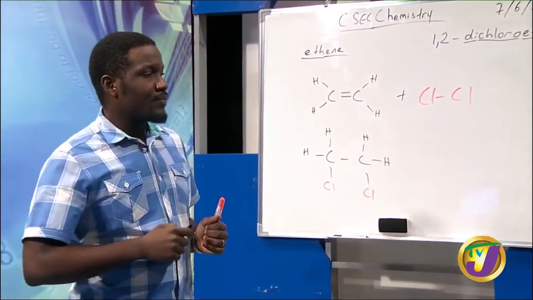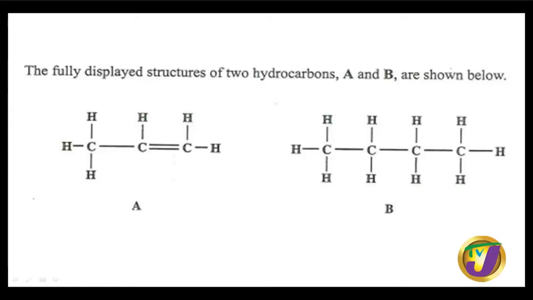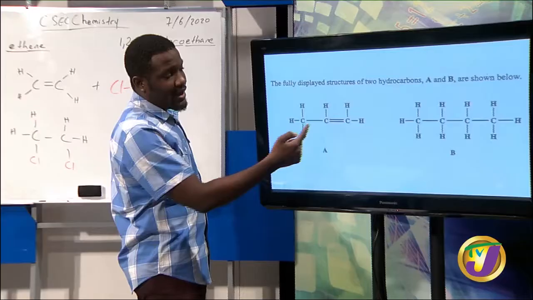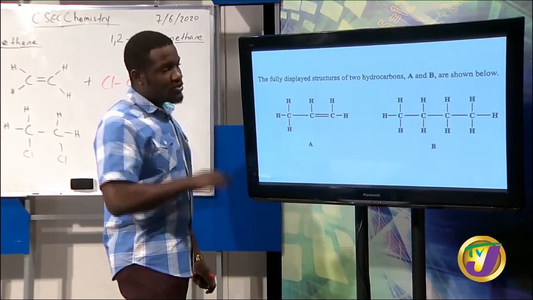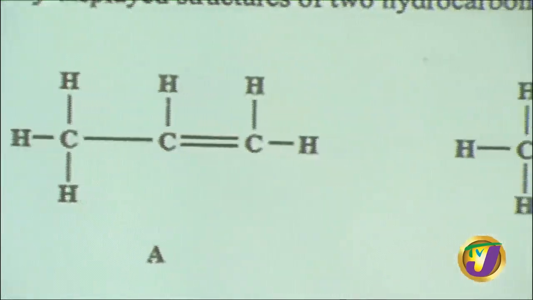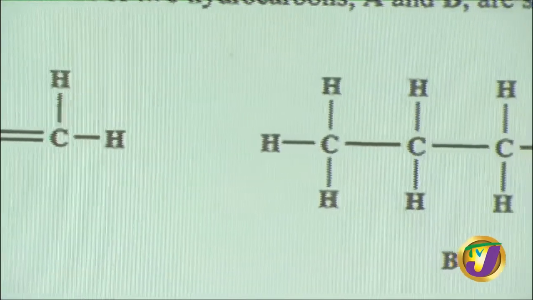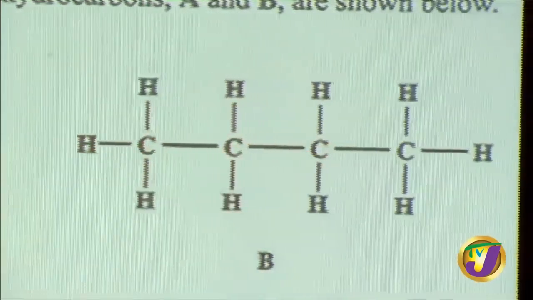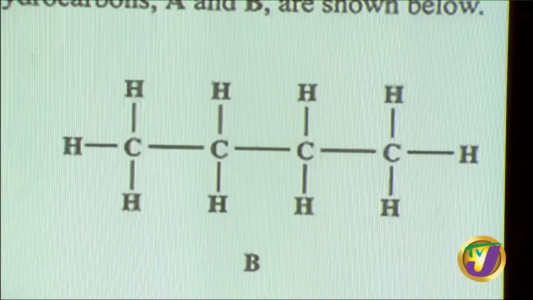All right? Beautiful. So here on the screen, we have 2 fully displayed structures of 2 hydrocarbons, A and B, that are shown. Now, the next question will say, what homologous series do they belong to? Now, if we look at compound A, we see a double bond. So easily, we know that it's an alkene. Very good. And on B, we realize that there are only single bonds, right? There's no double bonds, only single bonds. So therefore, B would belong to the alkane group.